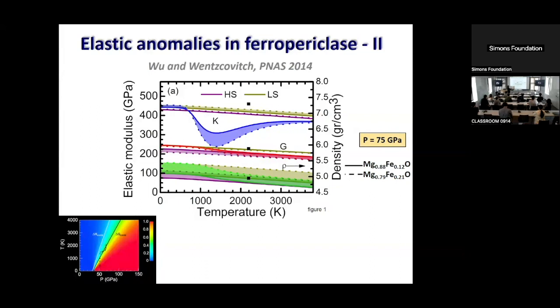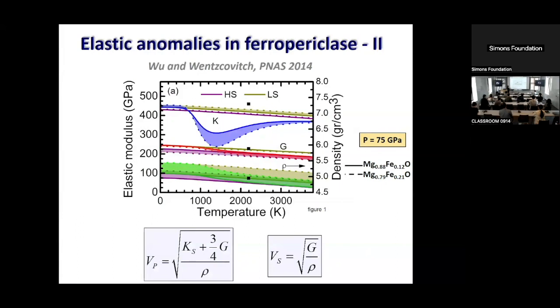The shear elastic coefficients always decrease with increasing temperature at constant pressure. But in this case, you have this anomaly: the bulk modulus increases with increasing temperature because of the spin state change. So you're here and you go through the rainbow and you see these anomalies. So the shear modulus decreases with temperature and the bulk modulus increases with temperature.